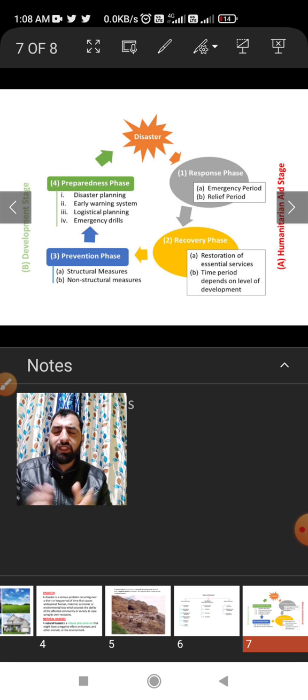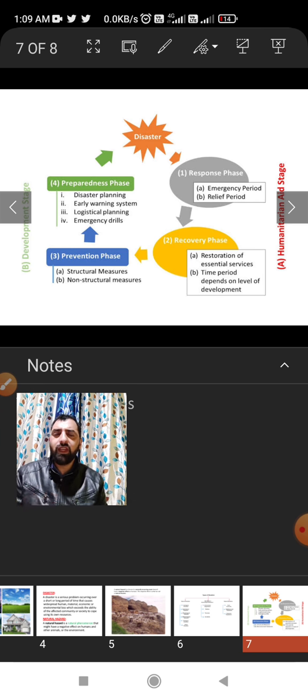So, these disasters, they do not come with any notice, and we need to prepare well in advance to minimize the effects of these disasters. And in the prevention and control of these disasters, we usually come up with the four phases. The first one is the response phase, and that phase starts just with the advent of a disaster. And in the response phase, we have an emergency period during which the relief must be reached to the maximum number of the affected ones.